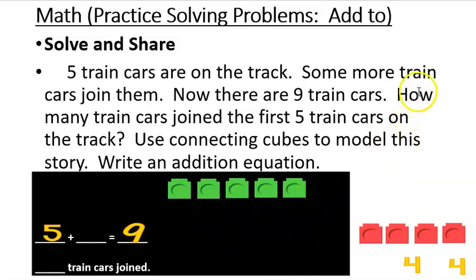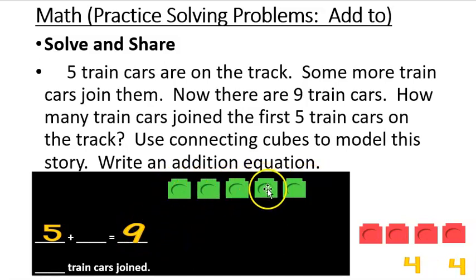Now, let's keep reading. How many train cars joined the first 5 train cars on the track? Okay, that's what they're asking us now, boys and girls. They want us to know. They want us to tell them how many more train cars down here join these first 5 train cars. Now here's how you're going to do it. Just watch me. We're going to have to get to 9, okay? We have 5 up here.